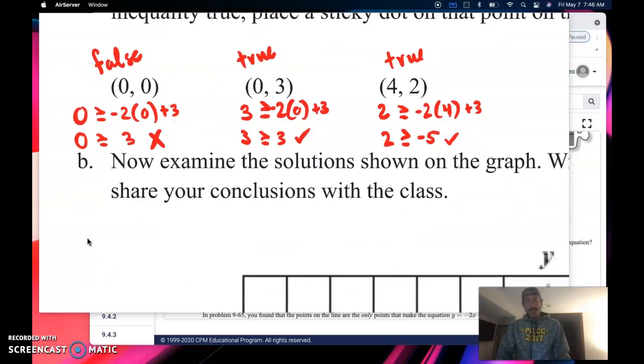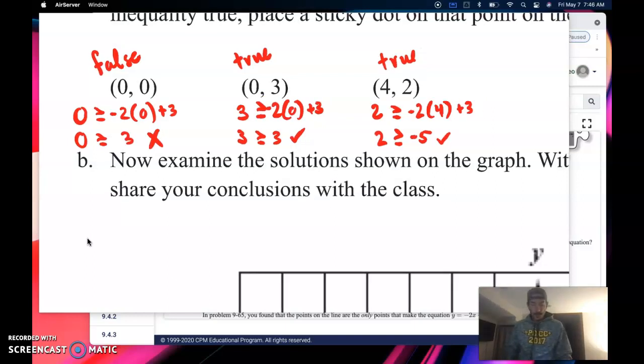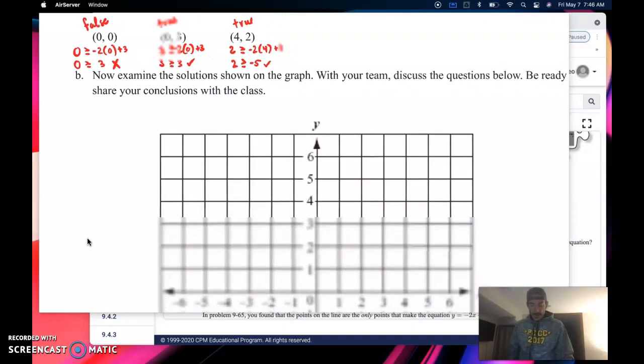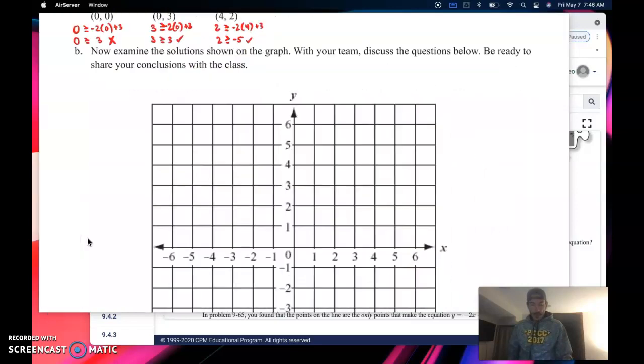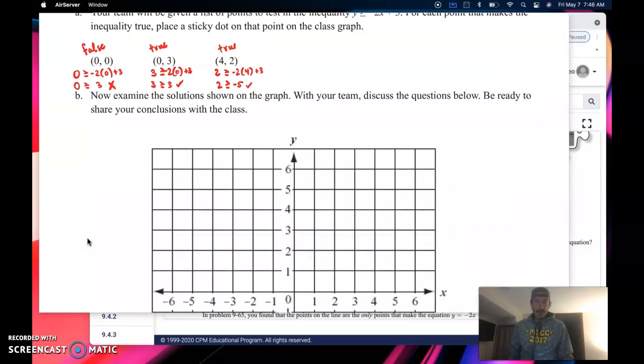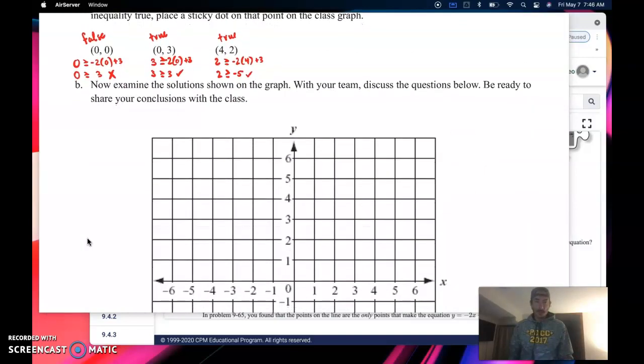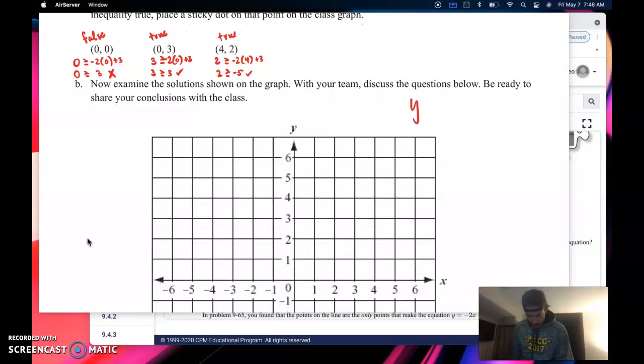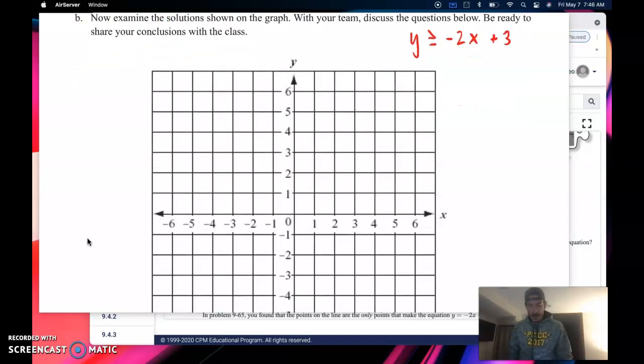Now, the reason I picked these points is because they're going to become valuable when we go to do some testing here. So what we're going to do is we're going to take this line, and we're going to do some graphing, and we're going to use these points to help us identify where our solutions lay. So the first thing I'm going to do, I'll remind you of our inequality, and I'm going to remind you that my y-intercept is negative 3.